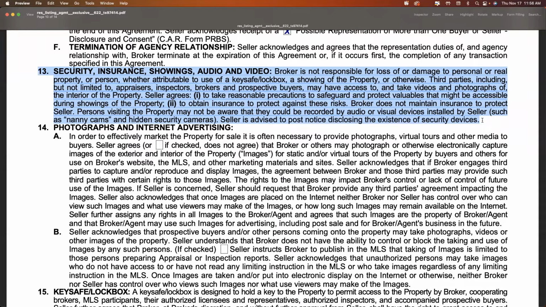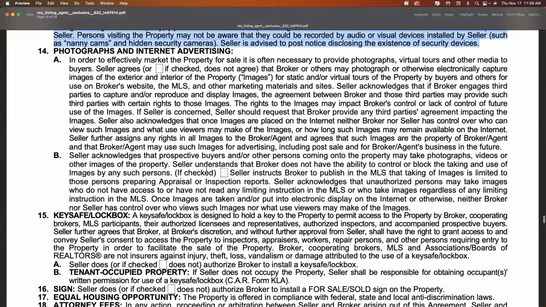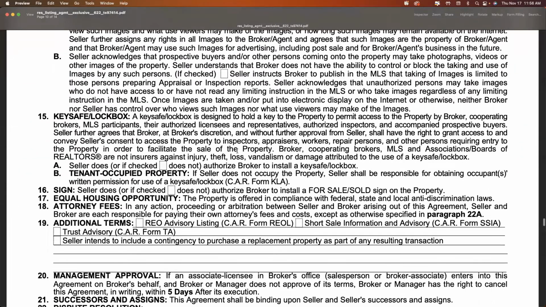Sorry. The photographs on the internet, we're not going to read this whole thing. It's just letting them know that, hey, your pictures of your property are going to be on the internet. That's basically it. Okay. The key safe and lockbox, this is just letting them know that, hey, look, there's going to be a lockbox, or if you check the box, you don't want the lockbox on here. But it's just there's going to be a lockbox, and there's going to be certain hours and times that people are going to be able to access the property.